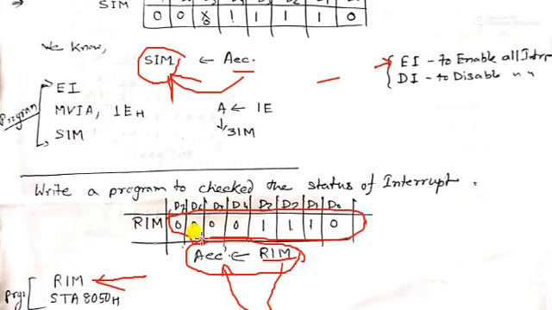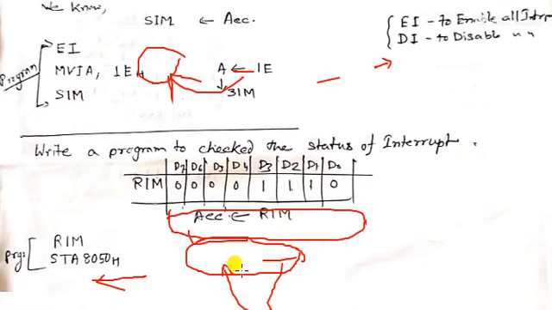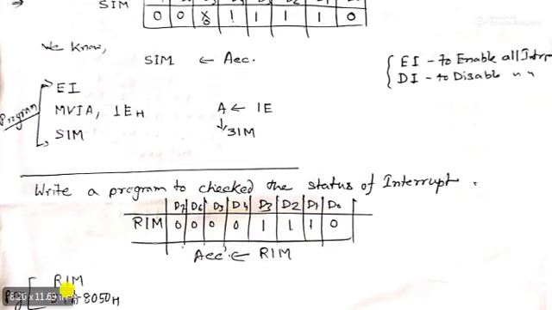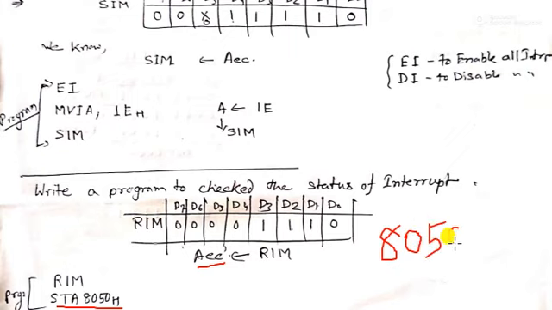So if we check the value of this, we have to store this value to another location, one location where I can easily check. By using STA 8050, we store the content of the accumulator, which is the loaded RIM value, to the 8050 location. So in the 8050 location, the content will be 000E.